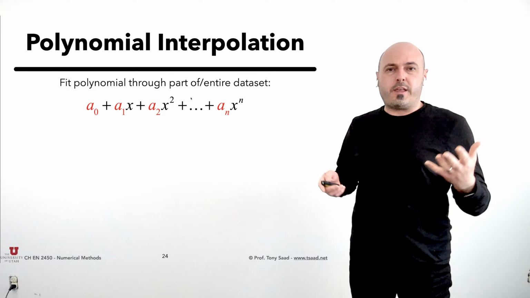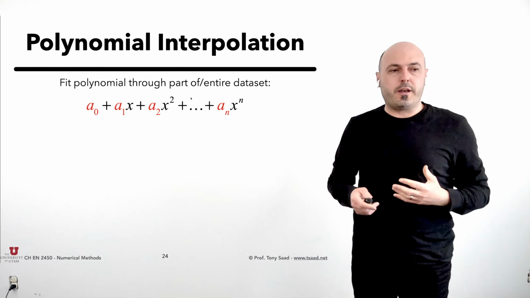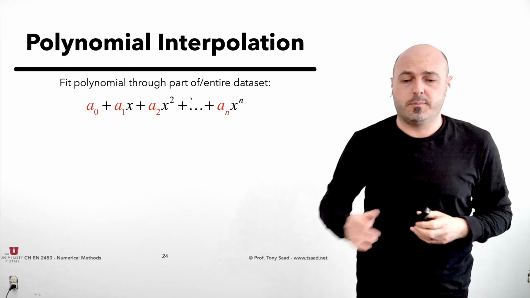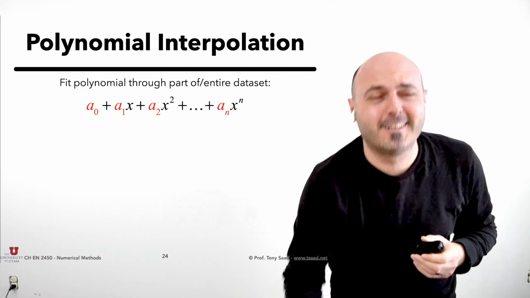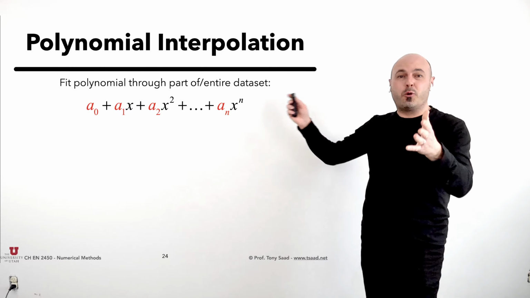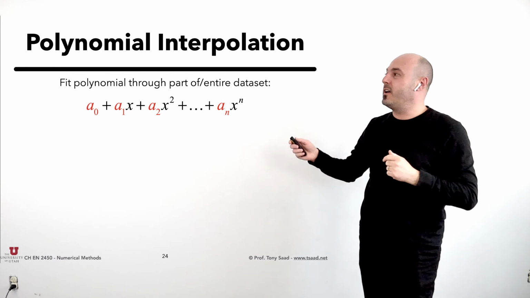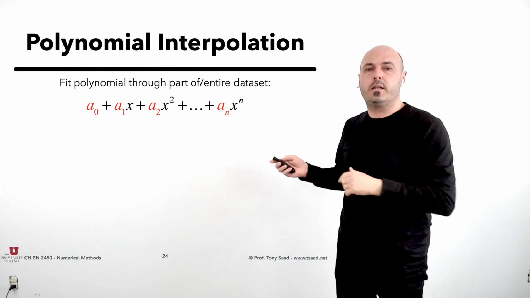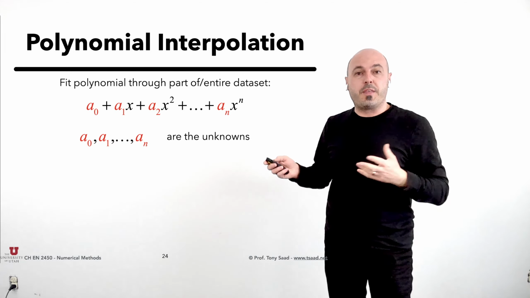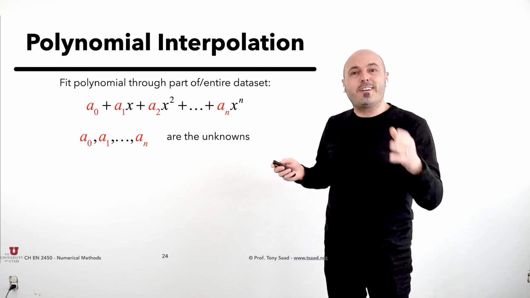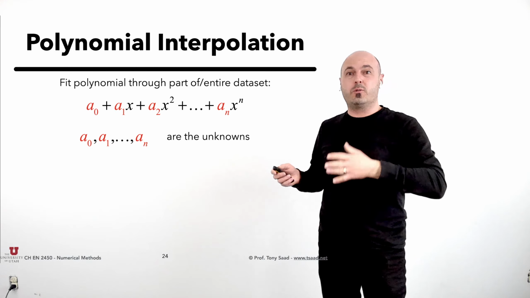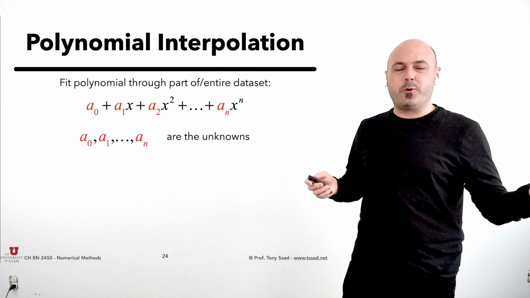And to do that, I've written the polynomial now. Assume you are given n plus 1 points. I'm going to move my mouse out of here. And I'm showing here the unknowns in red. You have these coefficients that you're looking for, a0, a1, a2, and so on. They are the unknowns. There are n+1 unknowns, right? And those n+1 unknowns are going to fit the n+1 data points.